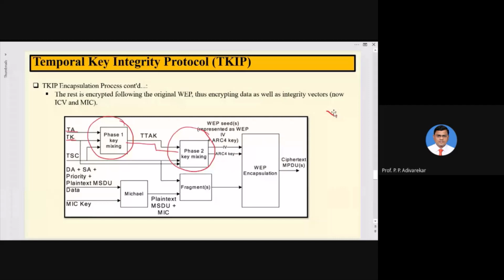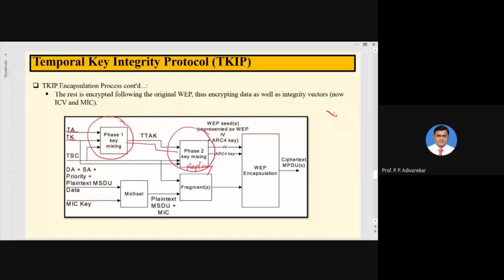What is the second phase doing now? Key mixing is what the second phase is doing. This covers all types of replay attack, or man in the middle attack. Before going to the second phase of mixing, let's see what happened at the other end. The other end means the below end, at the other end of the transmitter.